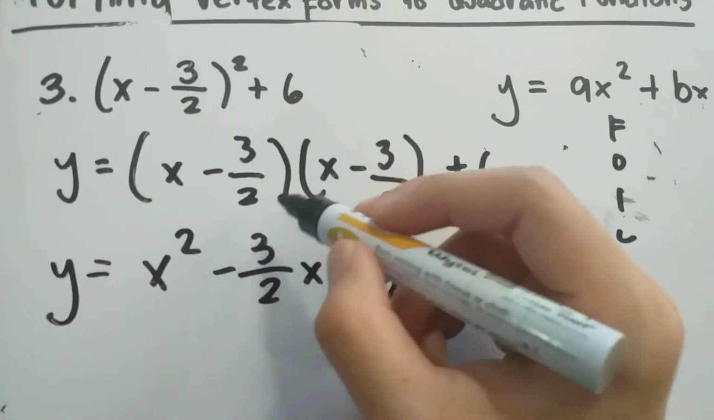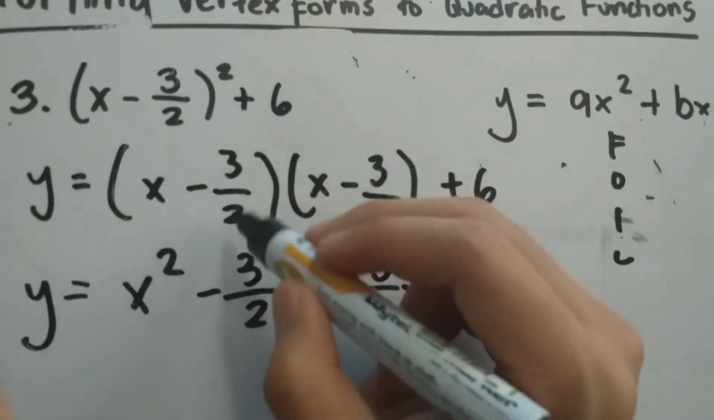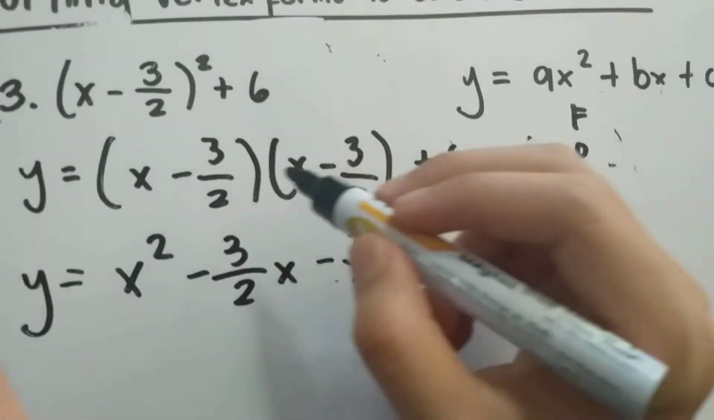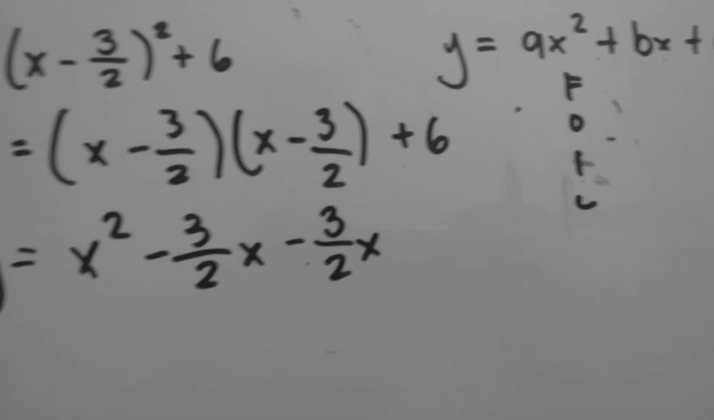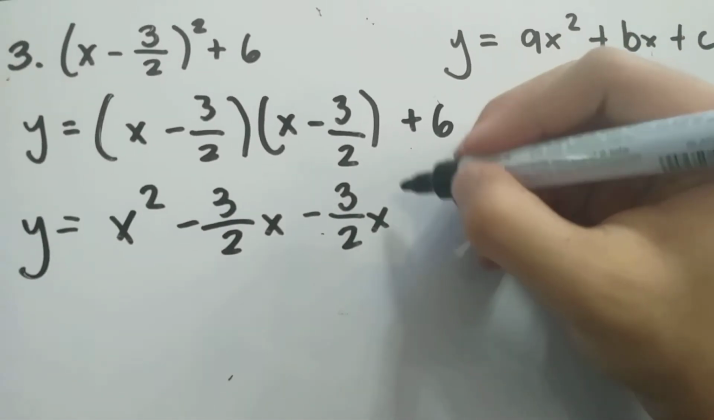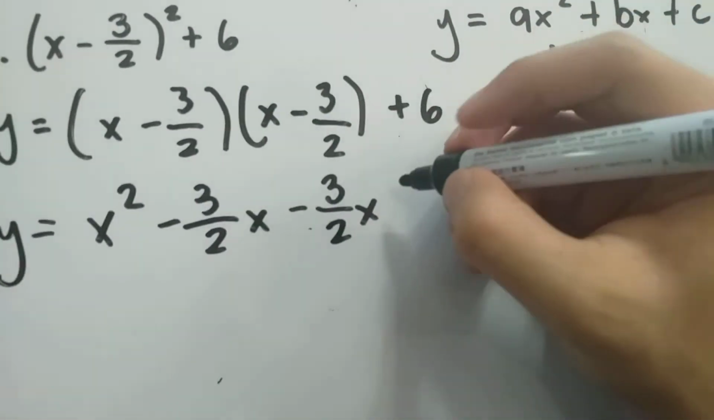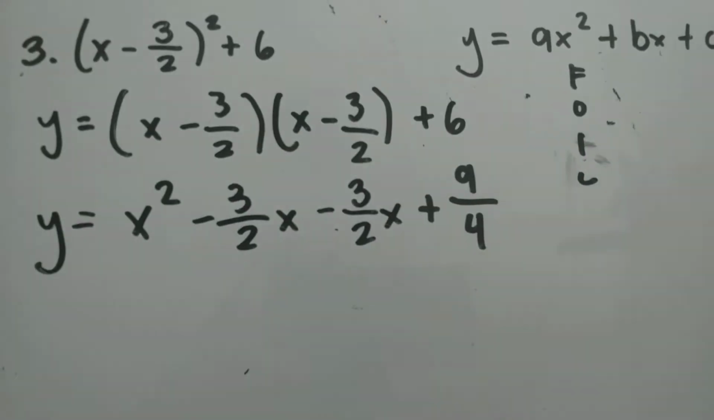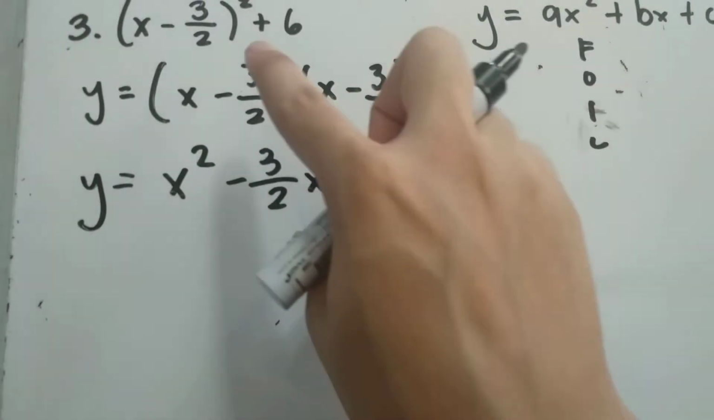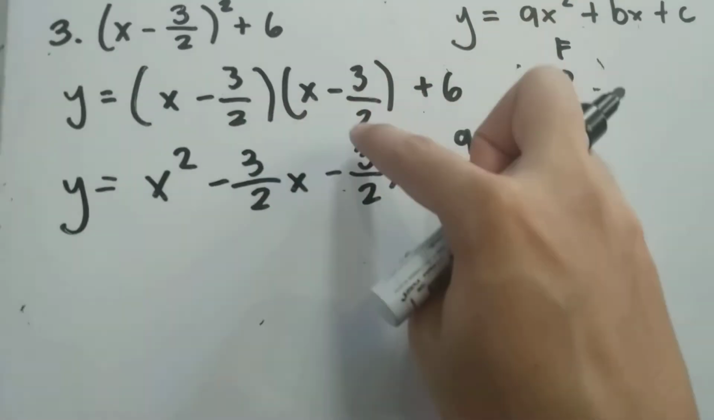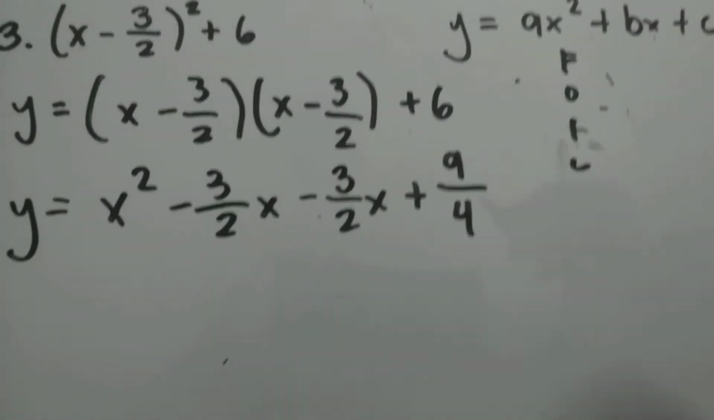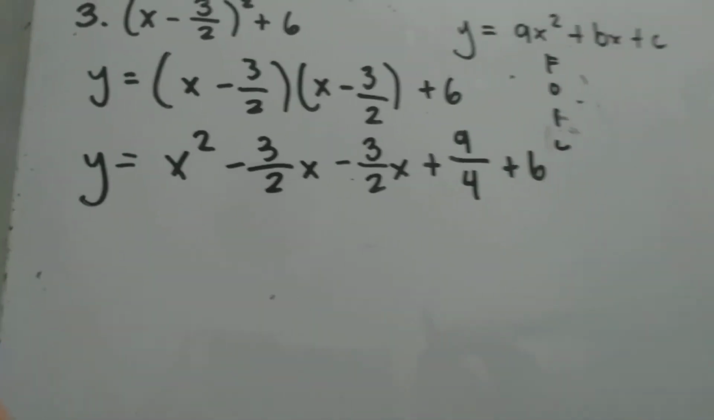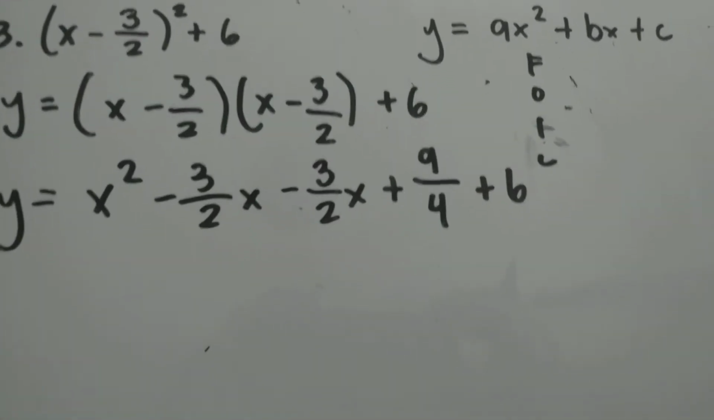Then last terms, negative 3 over 2 times negative 3 over 2. Just multiply the numerators and the denominators with each other. You get positive 9 over 4. Why did it become 9 over 4? Because 3 times 3 is 9, 2 times 2 is 4. Now, copy the plus 6. And then again, just combine the like terms.